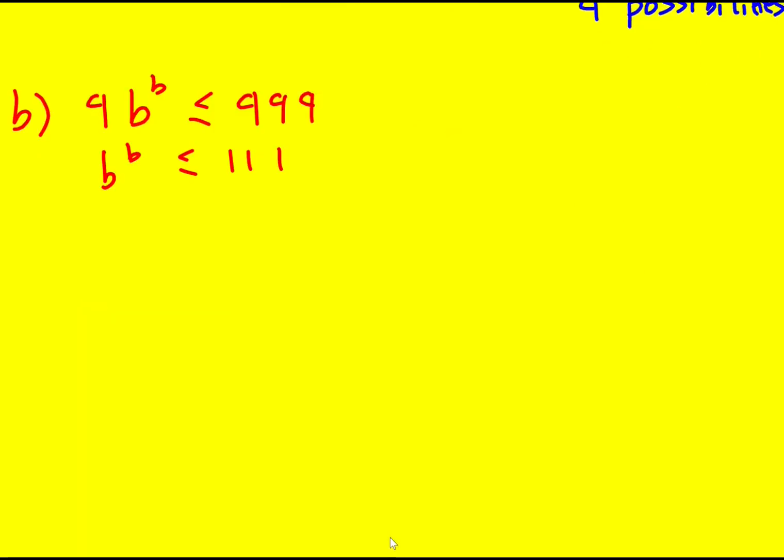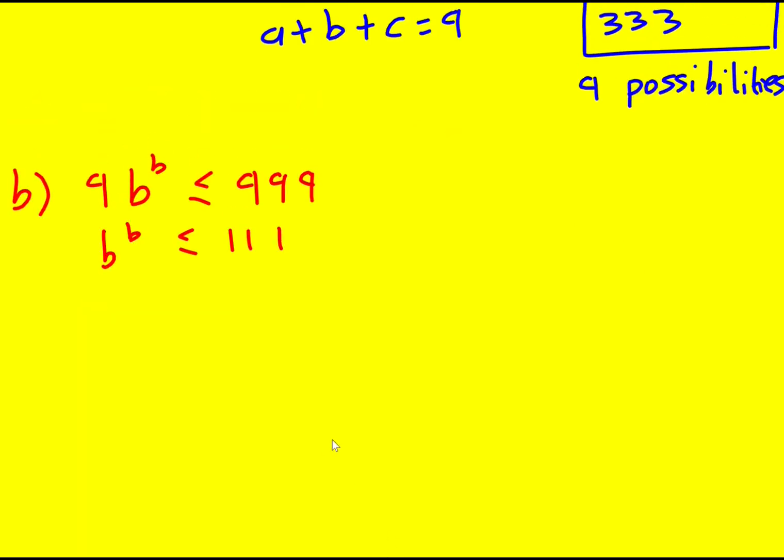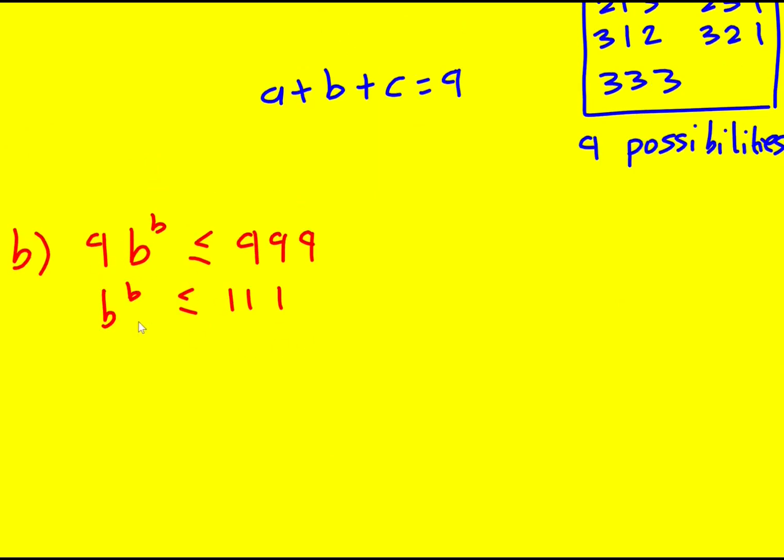And there's only a certain number that we have to try. Remember, B is still a digit. Essentially, it's not going to be 0, as you can't have 0 to the power of 0. Actually, that's not defined. So it's going to be 1 to the 1, which is okay, or 2 to the 2, which is okay. 3 to the 3, 3 cubed is 27. That's okay. That's less than 111.